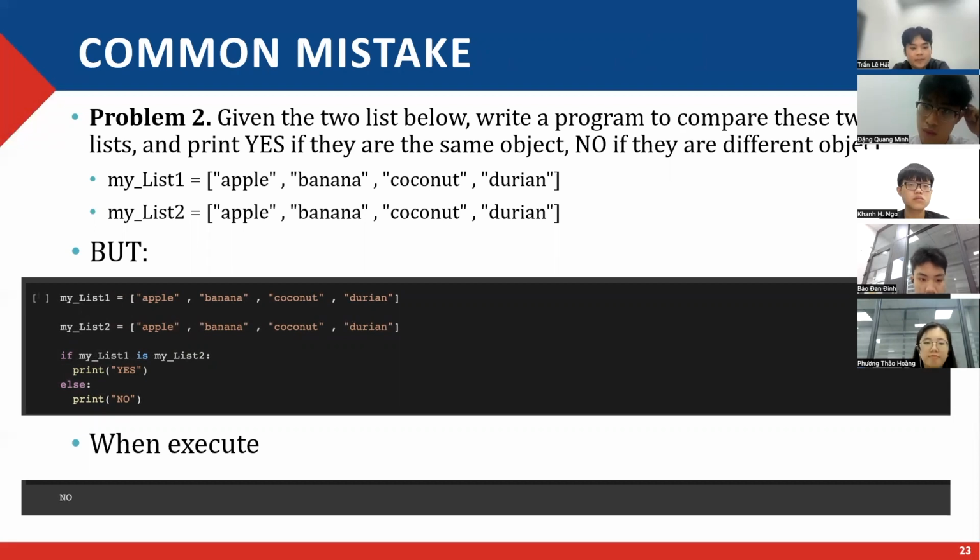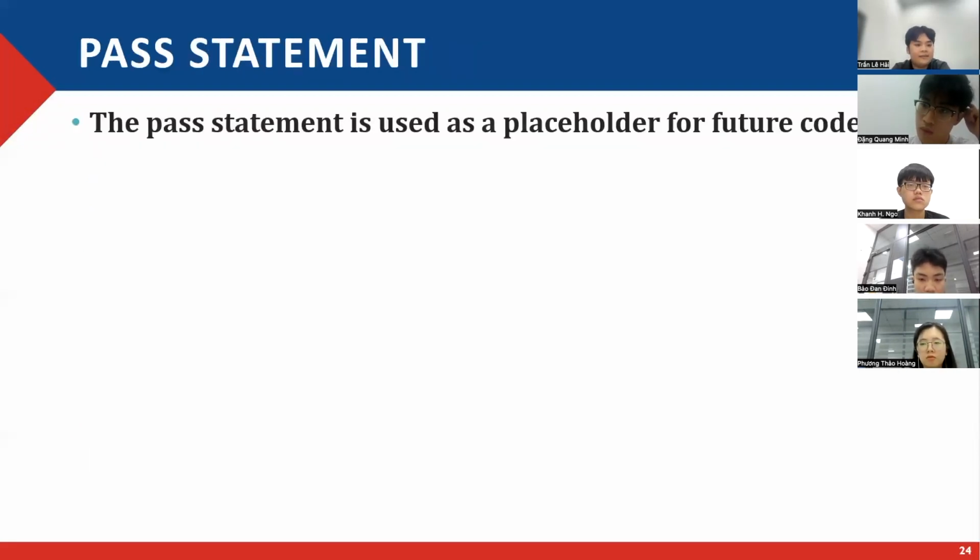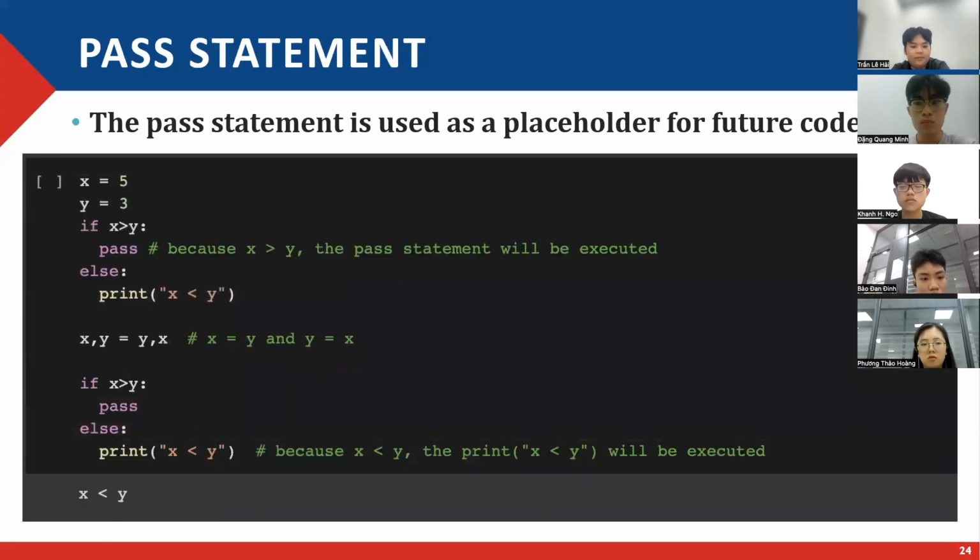Okay. So this is the final part in my discussion, which is the pass statement. The pass statement is used as a placeholder for the future code. See the example. Because 5 is more than 3 is true, the pass statement will be executed. So it moves to the line which exchanges the result of x to y and y to x. And so now 3 is more than 5 is false. So it will execute the else statement, which is we will print "x less than y", and that is the output of this code.